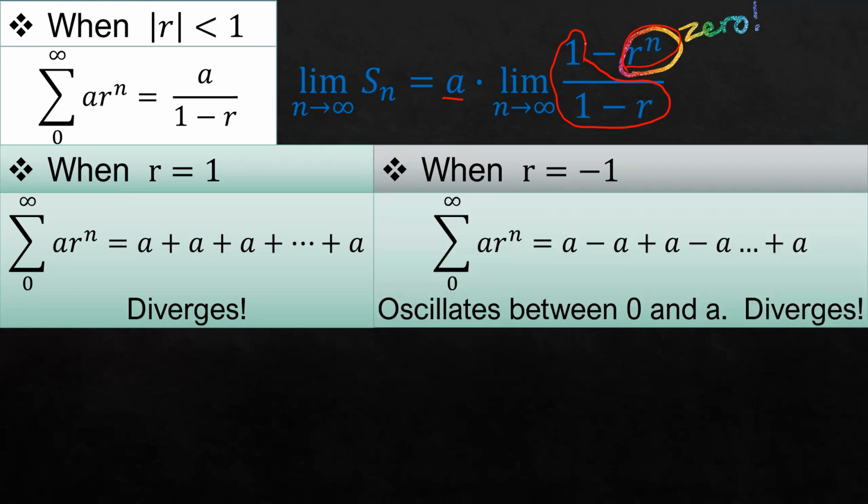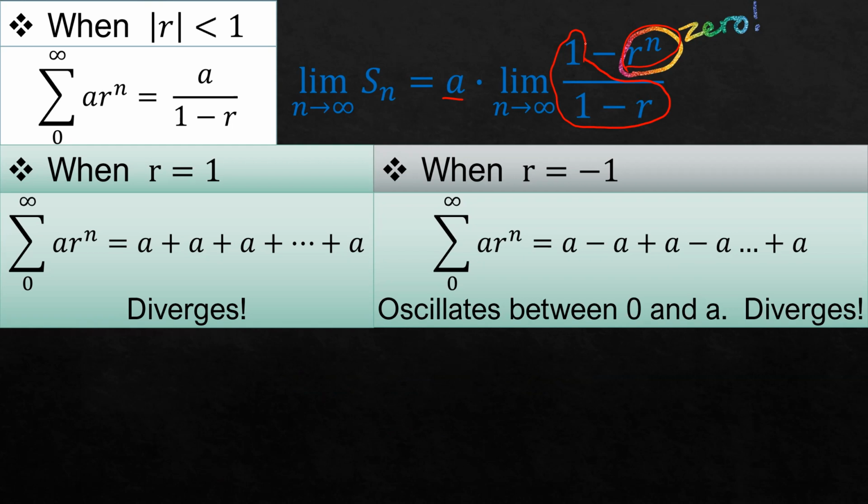You are starting with a, you subtract a, that would be 0. And then you add a, so you'll be at a, and then you subtract a, so it'll be at 0. So your series, I would say the partial sums are going to oscillate between 0 and a. So we can't say that it's going to converge to one of those numbers, right? So we would say now our series diverges when r is equal to -1.